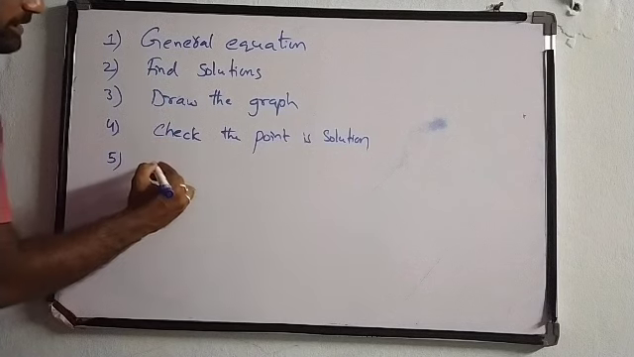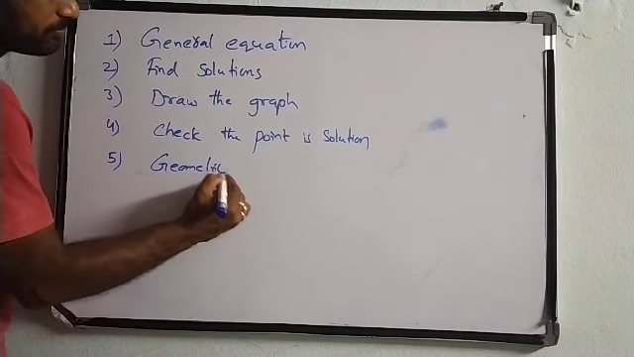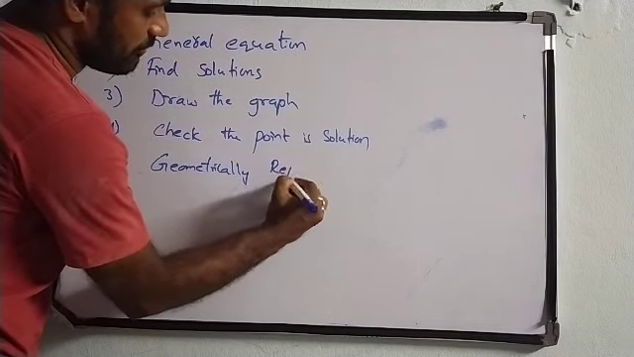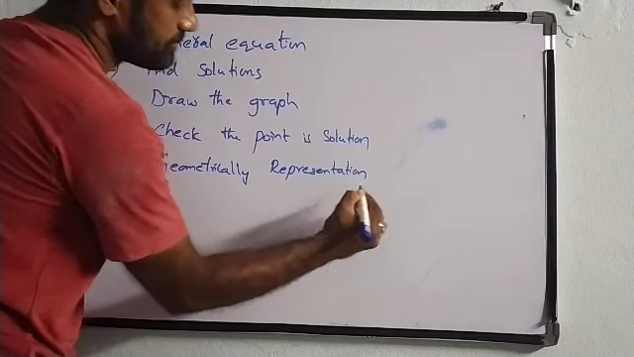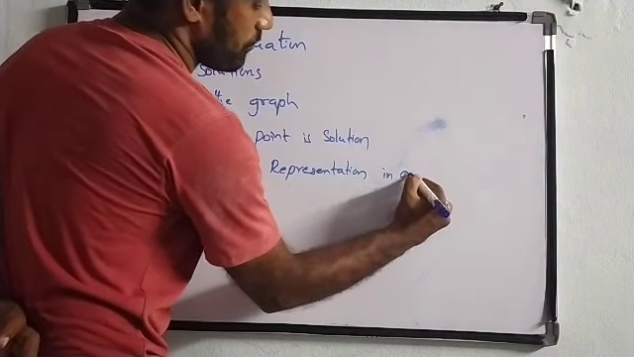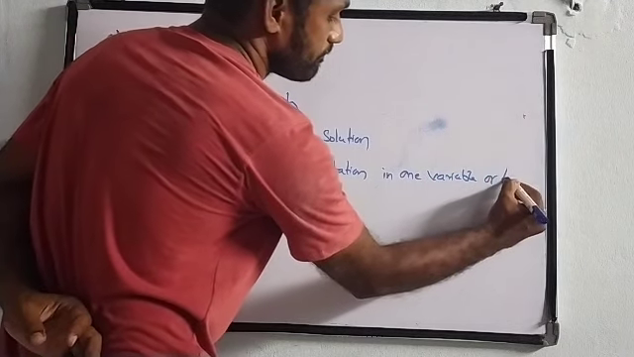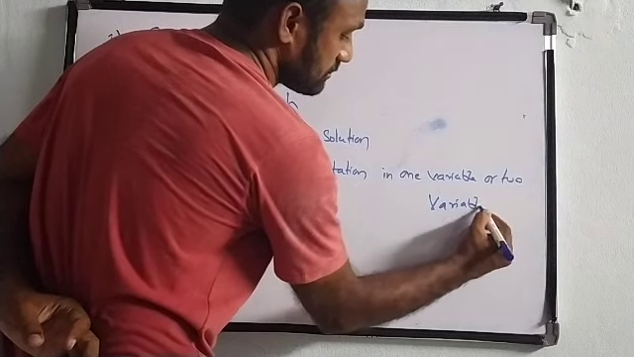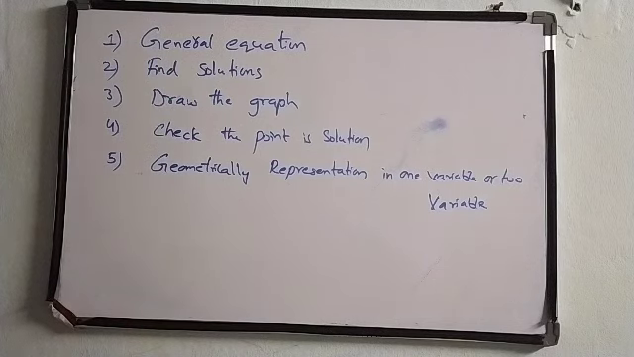The fifth point is geometrically representing in one variable or two variables. So we have to be thorough about these 5 topics so that the chapter will be complete.